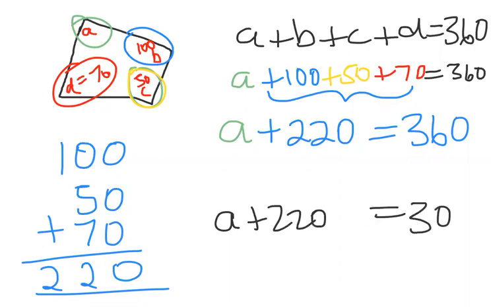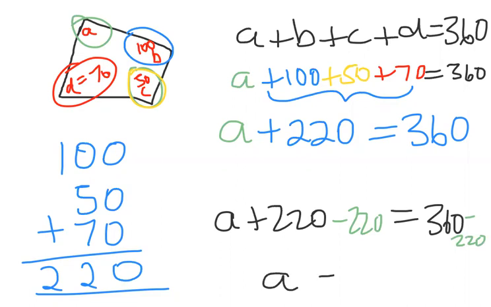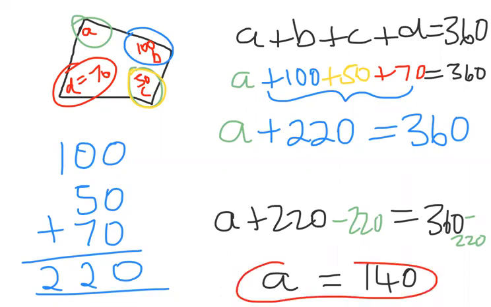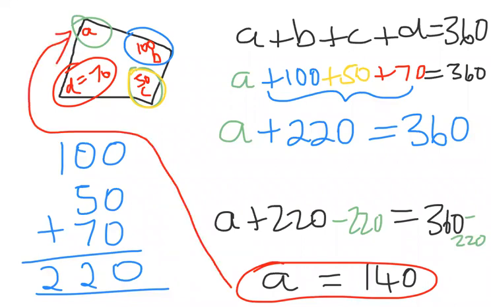I'm going to write it up and make some more space. So if you have this, now you're going to say minus 220, and on the right, minus 220. Then you're going to have A equal, and if you work that out, you'll get 140. So what does it mean? It means this 140 over here. That's the answer to A. That must be there. So that A is 140.